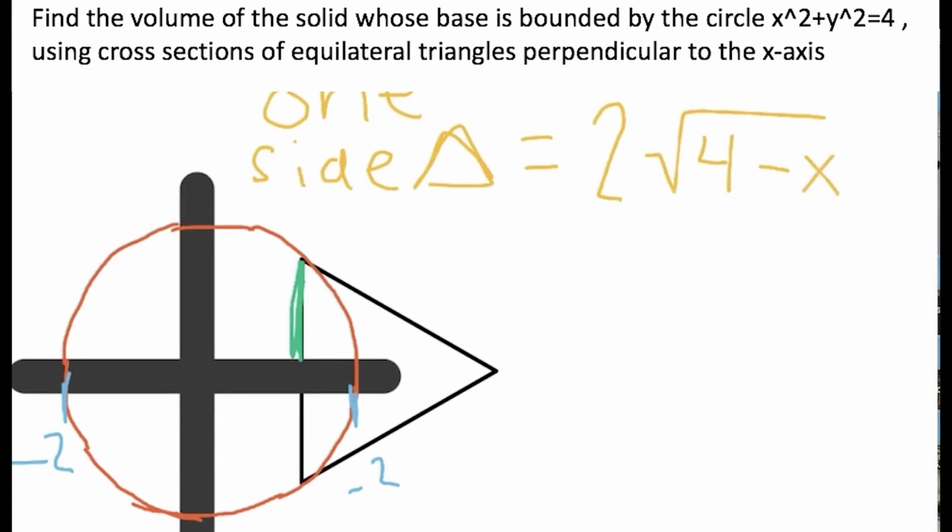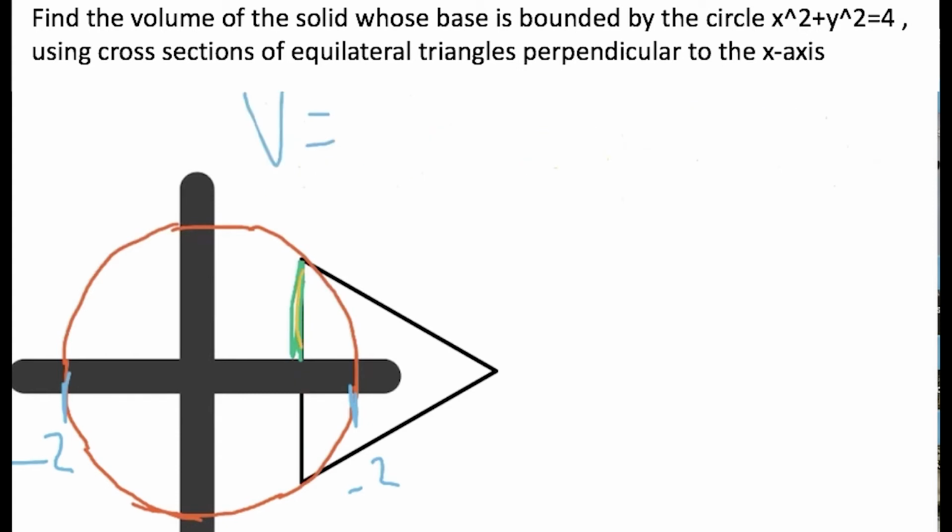Now, one side of the triangle would be 2 square root of 4 minus x squared because we have two sides of the triangle to make up s of x. Now, to solve for the volume, we're going to use an integral, which ranges from -2 to +2. That shows the area underneath the curve.